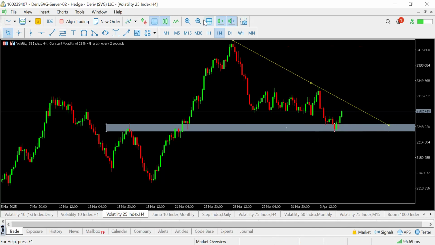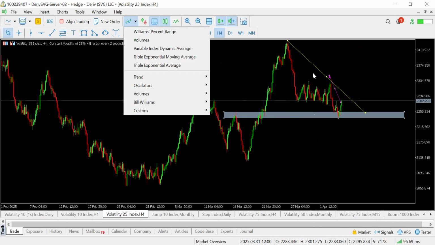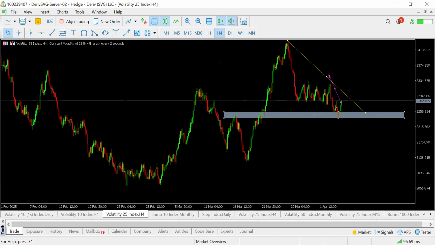So the safest way for you to take a buy here would be to wait for the break of this trend line, wait for a retest, and you engage. Then your stop loss would be here.